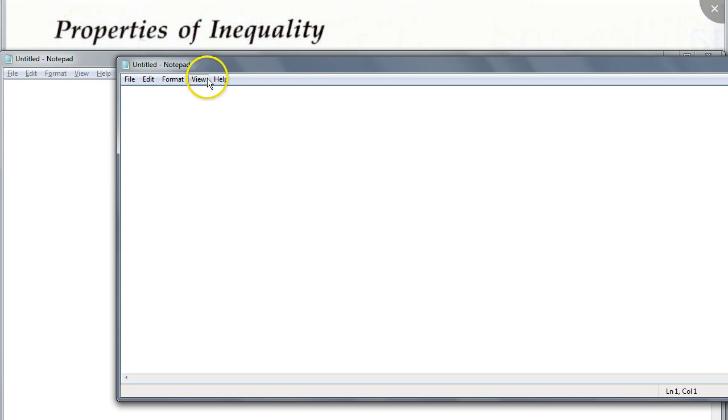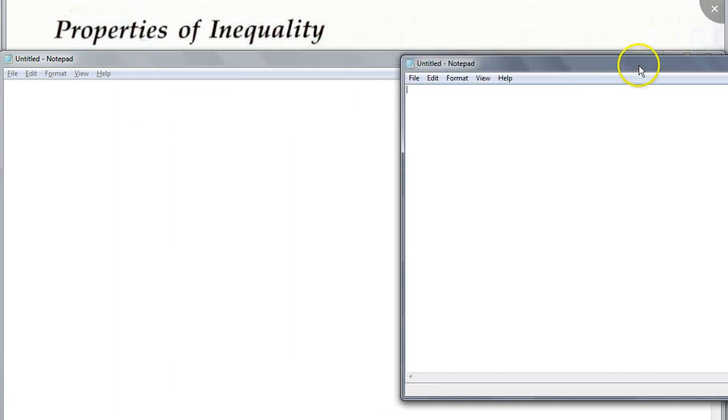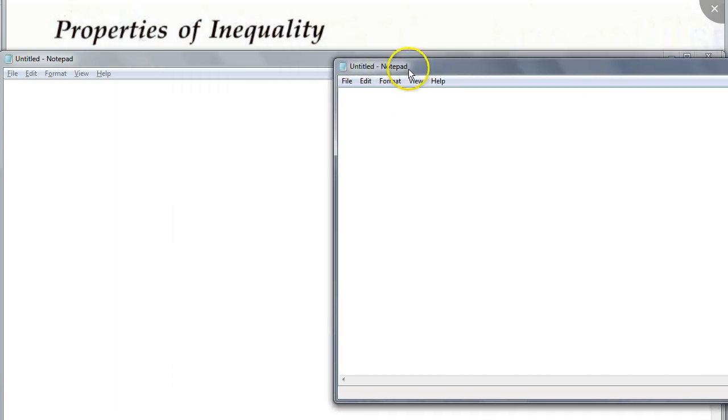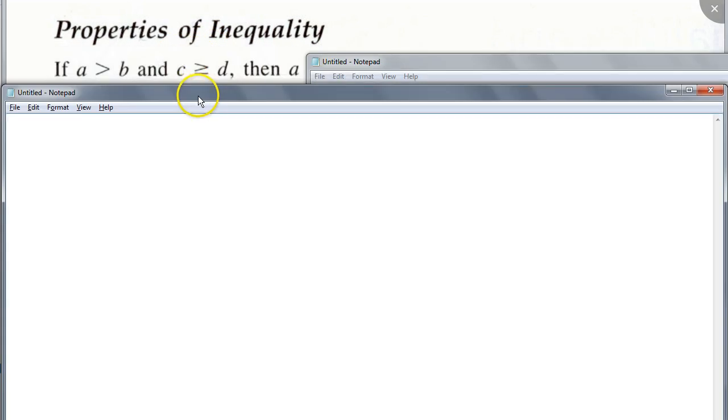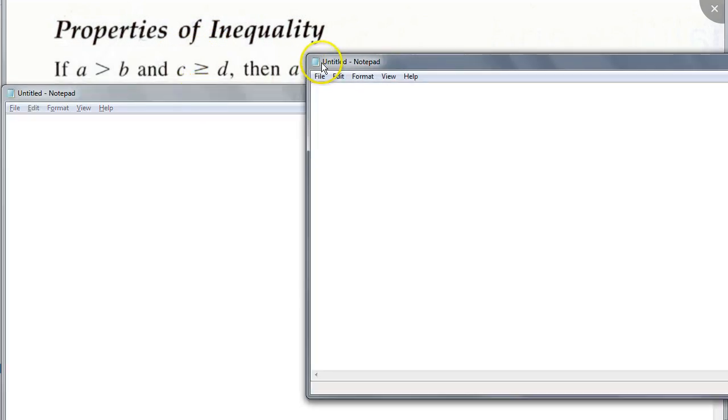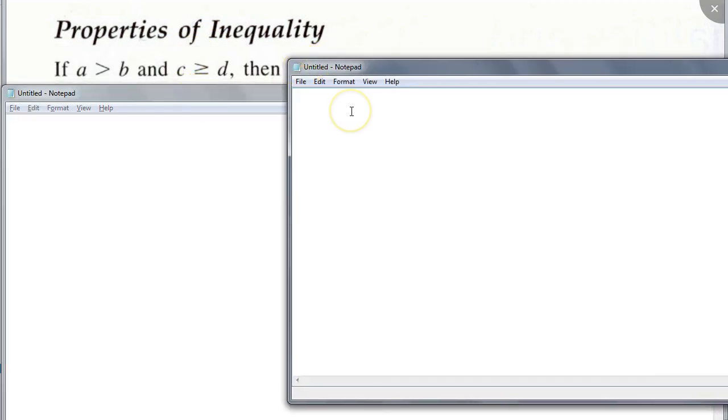So the first property, so these are properties of inequality. Like I said, there are 5 of these, and they're all called property of inequality. Okay. So first one is this: if I have A greater than B, and C is greater than or equal to D, what can you say about the sum of A and C versus the sum of B and D? So A plus C versus B plus D. This should remind you of something that we learned already.